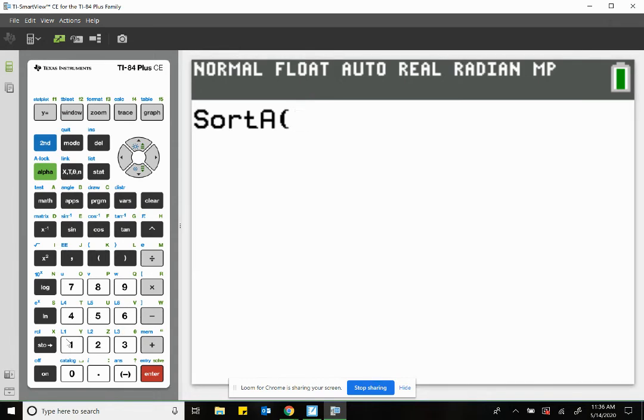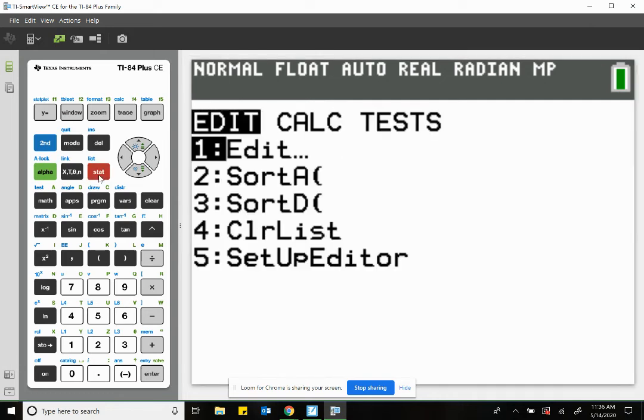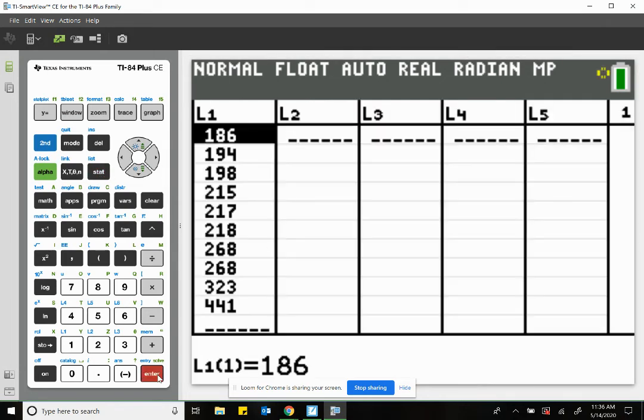Notice all of your lists are down here above 1, 2, 3, 4, 5, 6. So we want the blue L1. If I hit second and 1, see it puts L1 in there, close it, hit enter, and it says done. So that means if you go back in and look at your list, it has now been sorted ascending. Descending will have it from the highest on down, which is what we originally put in.